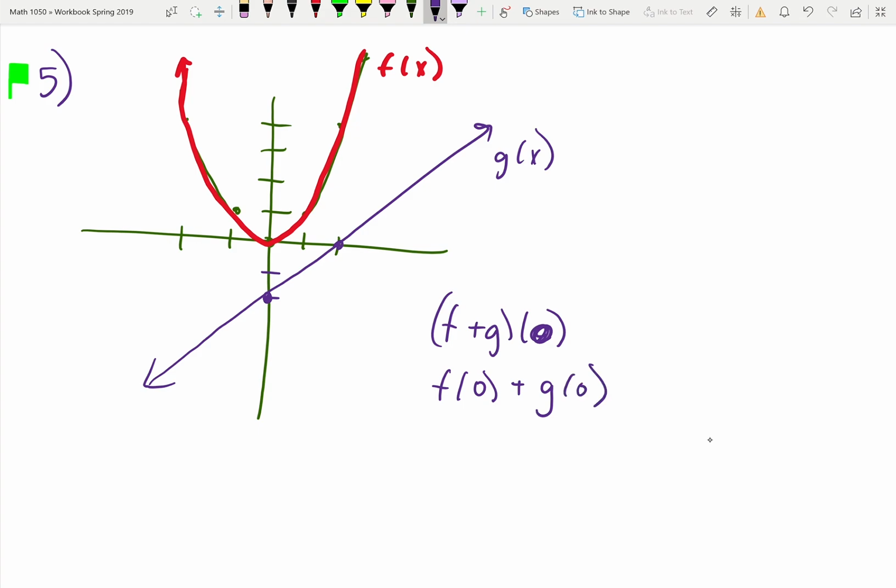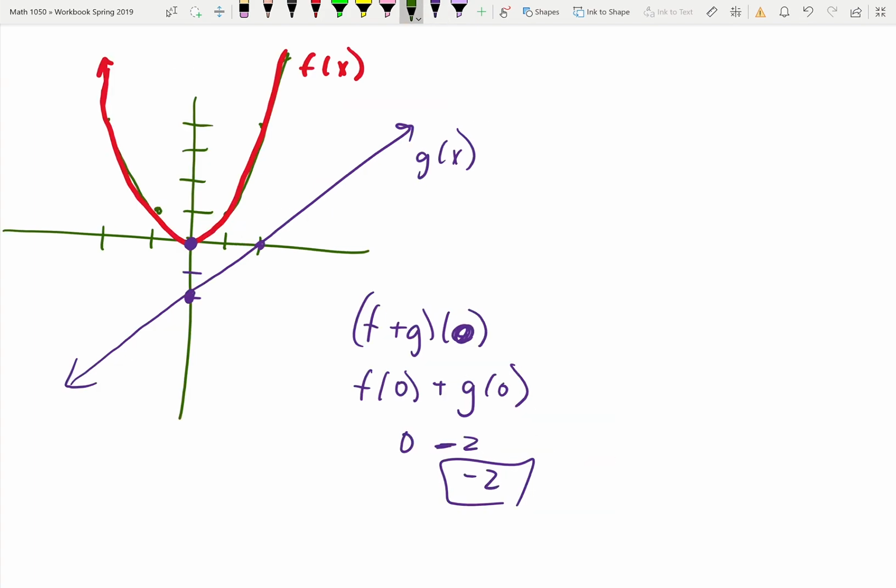So the 0 is an x value. So right here on the red graph, which is f of x, if x is 0, y is 0. So f of 0 is 0. On this purple graph, if x is 0, your y is negative 2. So that's plus a negative 2, which is just the same thing as minus 2. So it's 0 minus 2, answer is negative 2.